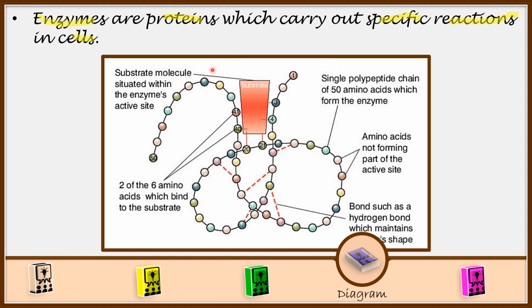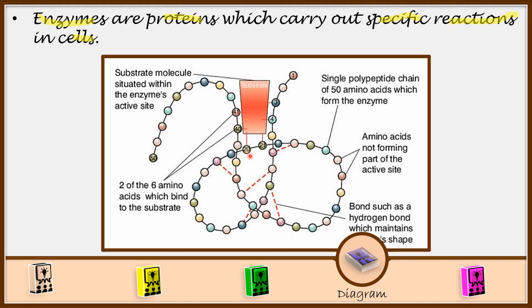Now, this one is having a substrate molecule situated within the enzyme active site. The enzyme has got an active site where the substrate can fit. This is our enzyme. All of this one here is the enzyme, but this is now the active site where the substrate can fit. Two of the amino acids, number 40 and 41, are the ones that attach on the substrate, or they form what we call the active site.